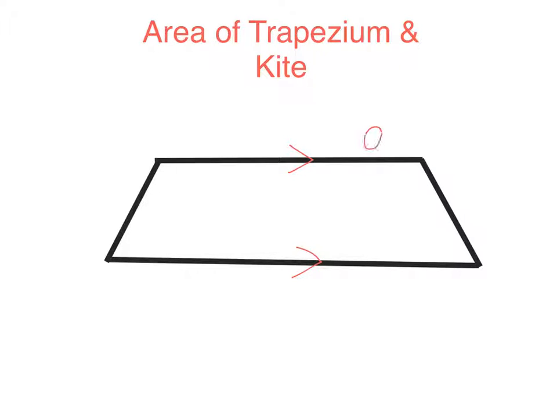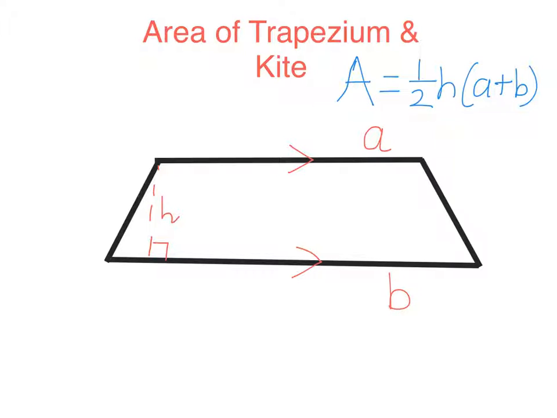I'm just going to call them a and b, and we need to know the perpendicular height for this as well. Again, h means perpendicular height, not slant height. So the area of a trapezium, that's the big A for area, is half times the perpendicular height times the sum of the two parallel sides. So let's go ahead and do an example of this.